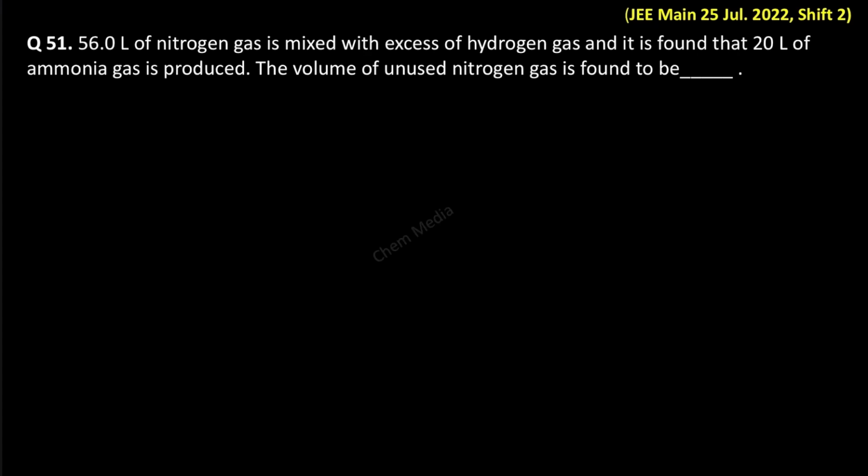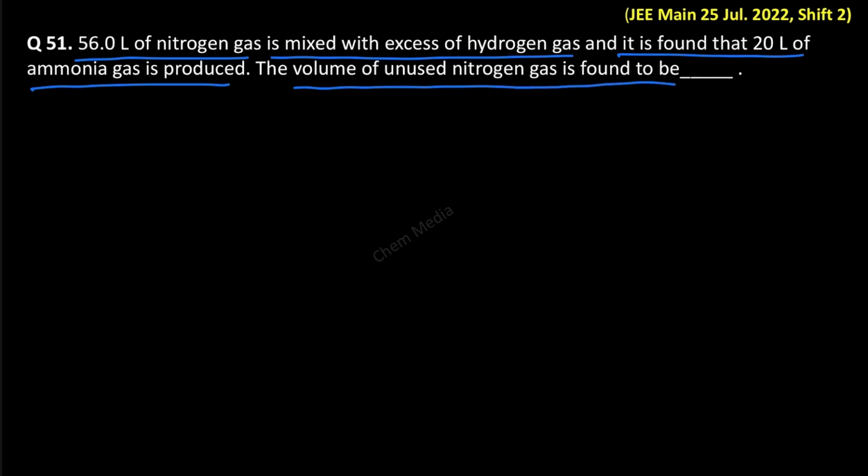Hello everyone, here is a question based on stoichiometry. 56 liters of nitrogen gas is mixed with an excess amount of hydrogen gas, and it is found that 20 liters of ammonia gas is produced. What is the volume of unused nitrogen gas in that case?